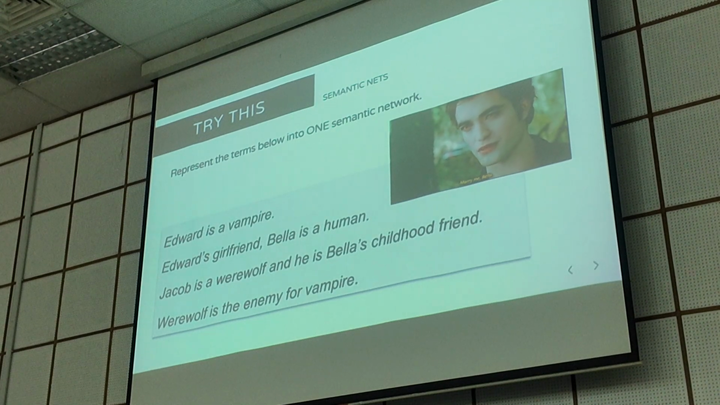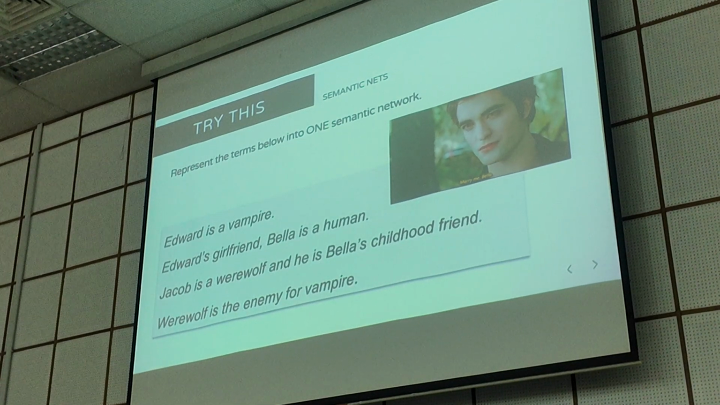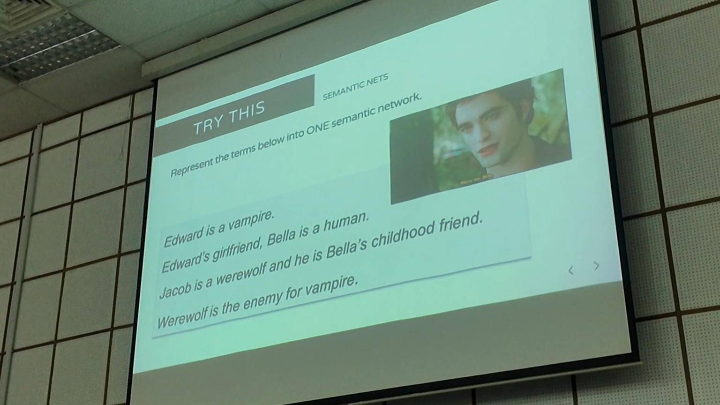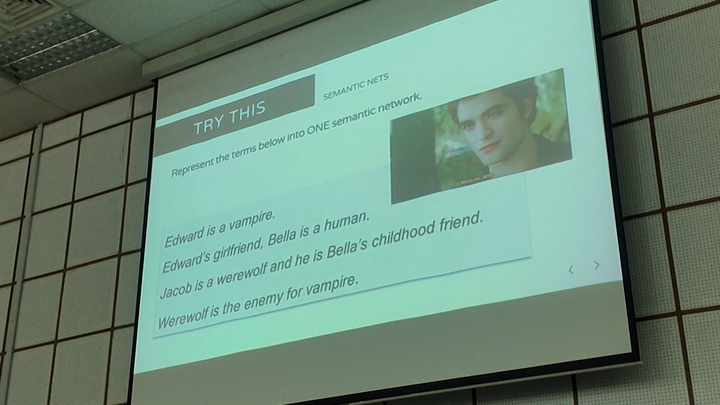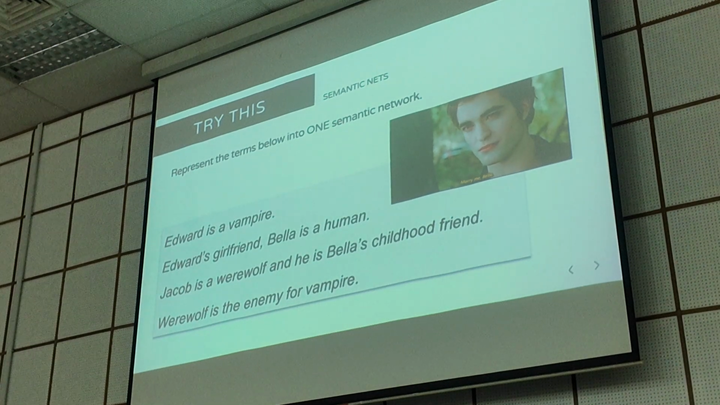Let's move on to the third one. Jacob is a werewolf, and he is Bella's childhood friend. So again, we have Jacob and a werewolf here. I'm going to draw Jacob. So we have a concept, werewolf. Jacob is just an example, an instance. But there is a relationship here: he is Bella's childhood friend.